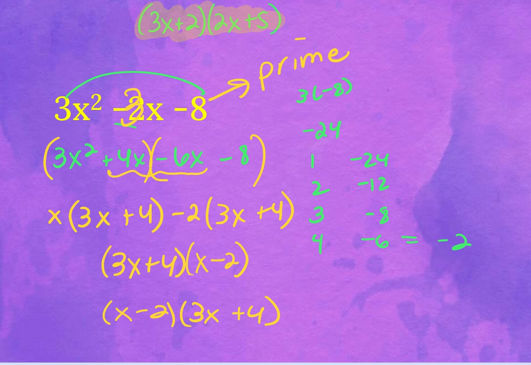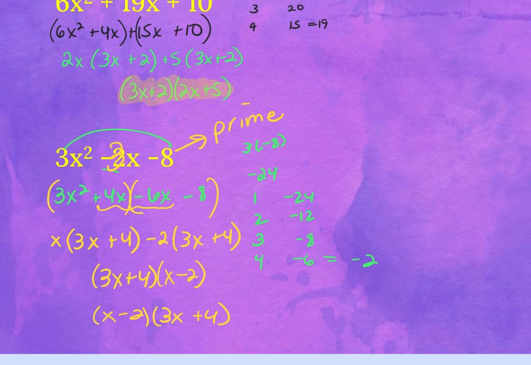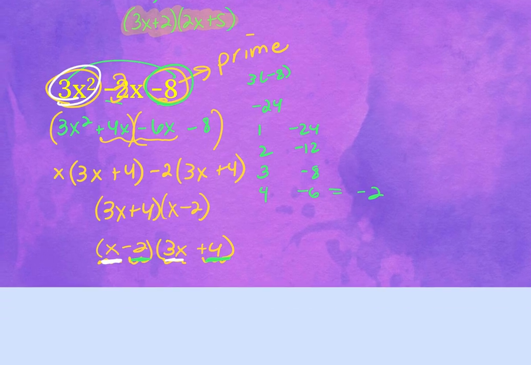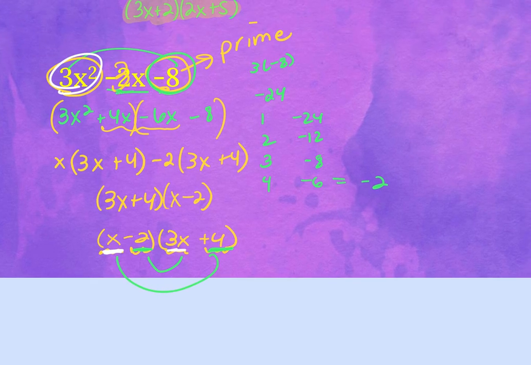The last terms in parentheses, like for the last one, negative 2 and 4, they always multiply to give you the last term. These two have to multiply to give you this number, and these two have to multiply together to give you this. So first and first have to multiply together to give you the first term. Second in each has to multiply together to give you the last term. And then the sum of the outer and inner have to equal the middle term. That's how you test it, trial and error.